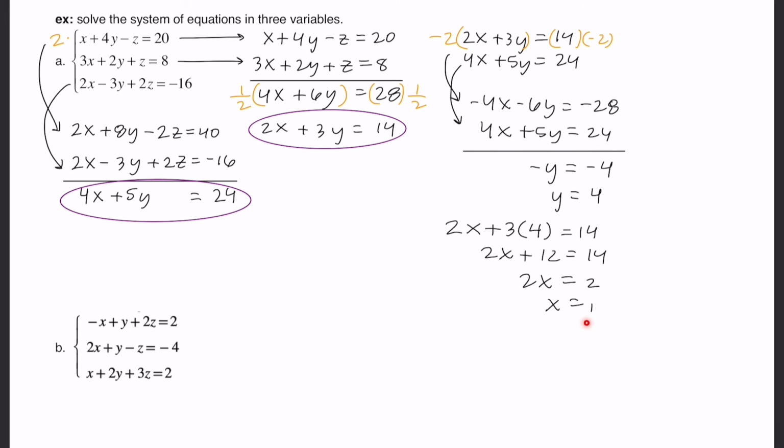And we get that x is equal to 1. Now that we have x and we have y, we're going to take these and plug them into any of the original equations. So I'm just going to pick the top one. So for the top equation, I'm going to plug 1 in for x and 4 in for y. And now we can solve for z.